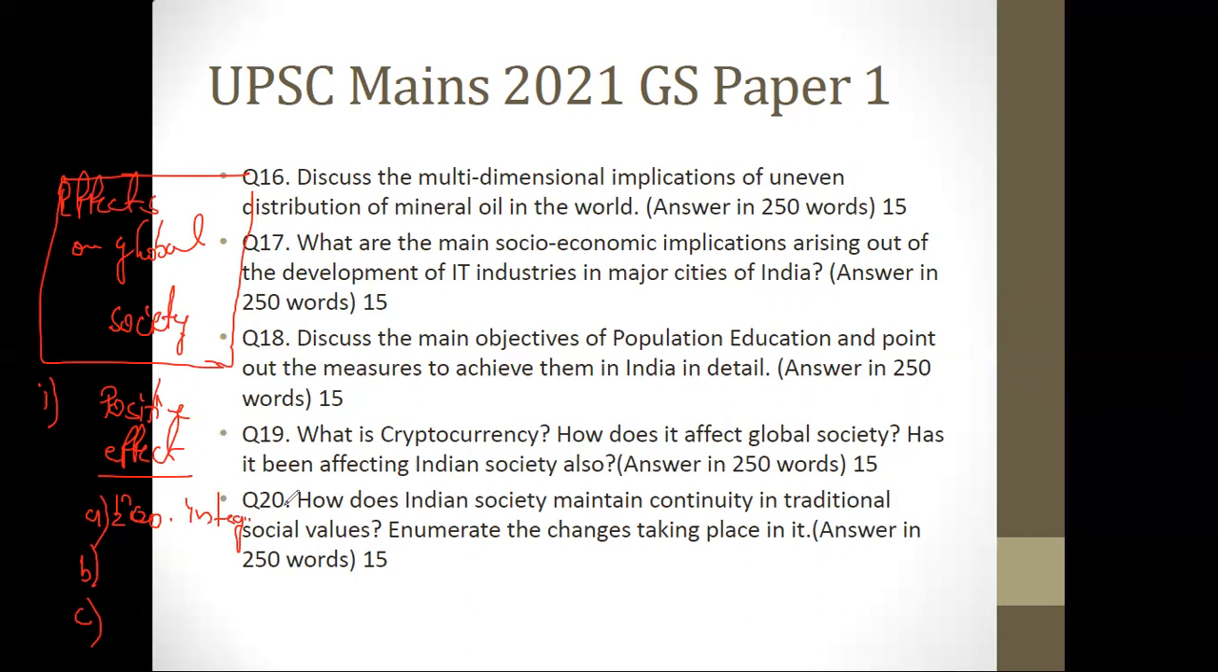It reduces the cost of printing money. You can talk about it: when you're printing real money, it is costing the central bank. It is costing the government. But this is a virtual currency. So it reduces the cost of printing money. This is one benefit, a positive effect on global society.